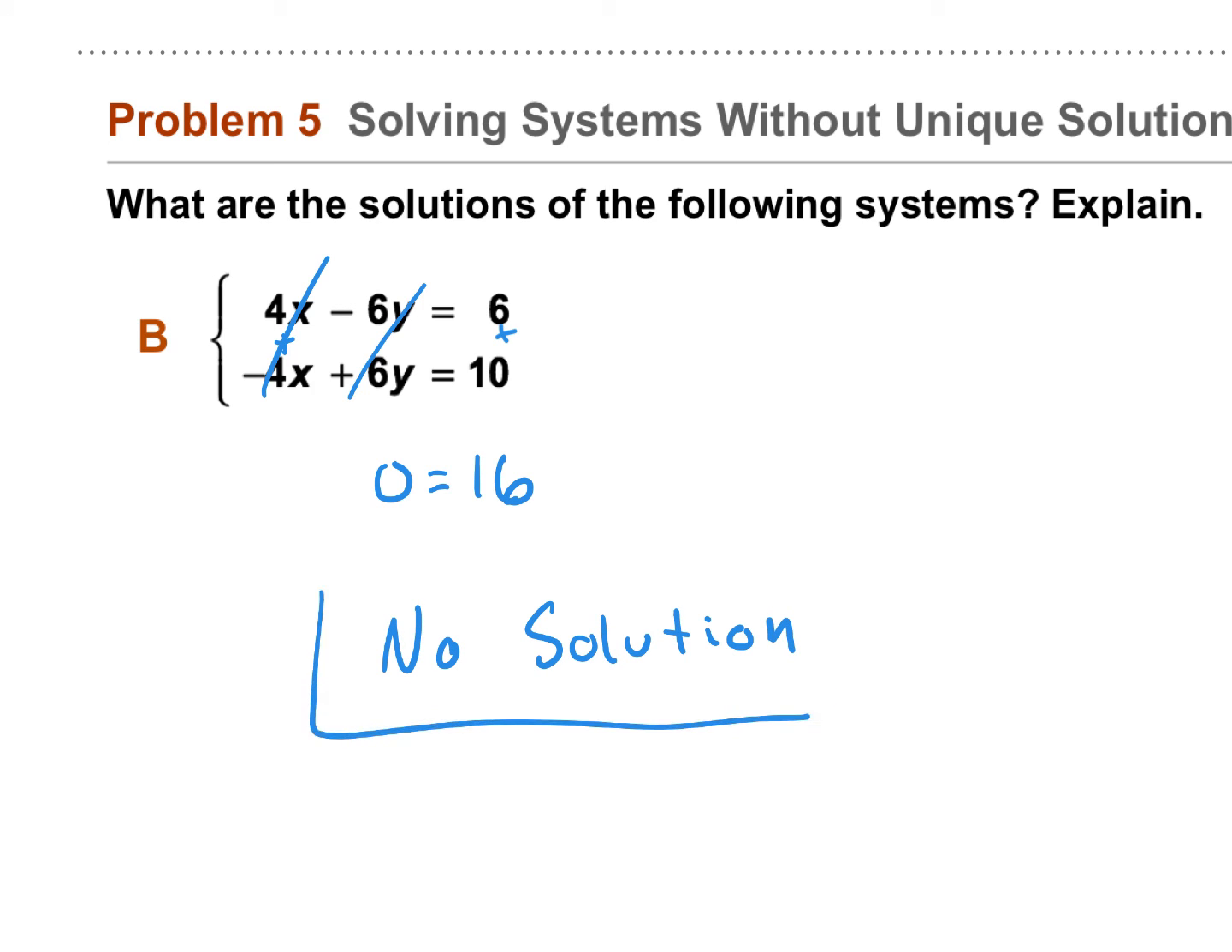So just notice the difference in the last two. If 0 equals 0, that's true always. So you have infinitely many solutions. If 0 is equal to some number that's not 0, then you would have no solution.